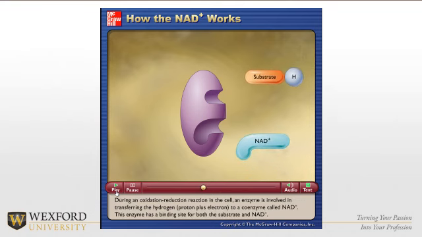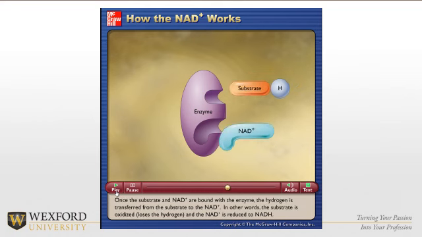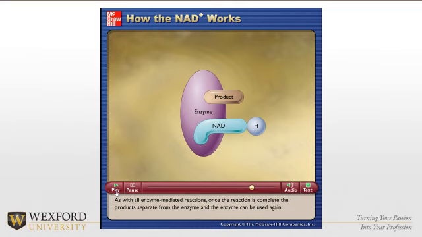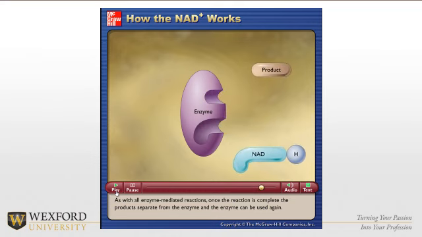During an oxidation-reduction reaction in the cell, an enzyme is involved in transferring the hydrogen, proton plus electron, to a coenzyme called NAD+. This enzyme has a binding site for both the substrate and NAD+. Once the substrate and NAD+ are bound with the enzyme, the hydrogen is transferred from the substrate to the NAD+. In other words, the substrate is oxidized, loses the hydrogen, and the NAD+ is reduced to NADH. As with all enzyme-mediated reactions, once the reaction is complete, the products separate from the enzyme and the enzyme can be used again. NADH, a high-energy electron carrier, diffuses away and is available to donate the hydrogen to other molecules.